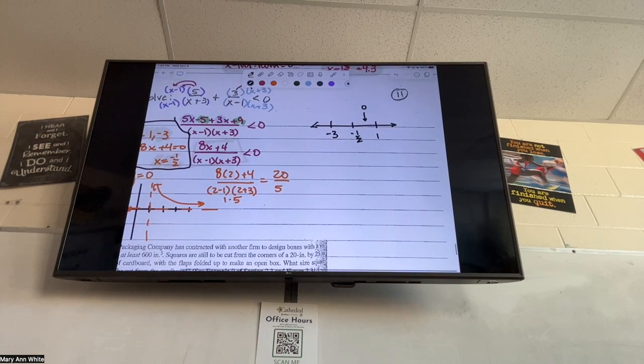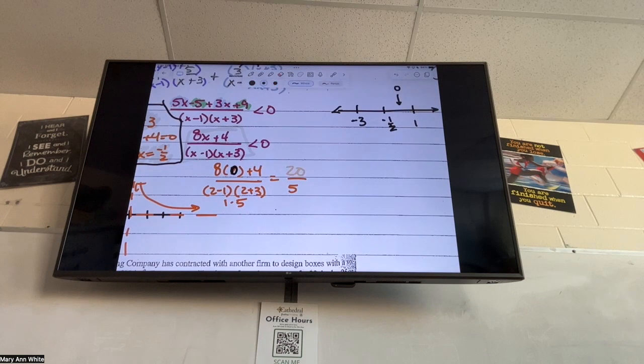If I were to plug it in, just like we plugged 2 in, and I guess we could use 2 since we found out what that one was, but I'll prove it with 0 as well. If we plug 0 in, I get 8 times 0, which is 4. And if I plug 0 in here, I get -1 times 3, and that's going to be a -3. When I plug 0 in, I get a negative number. That means I'm going to alternate my sign.